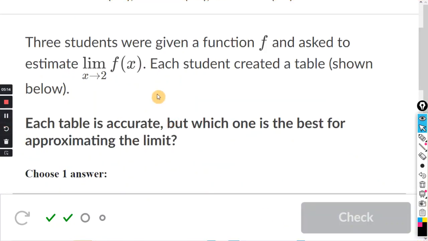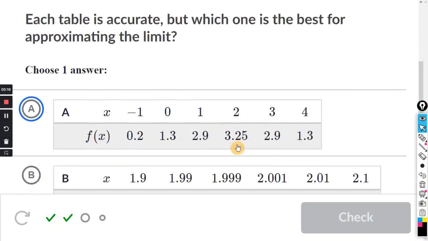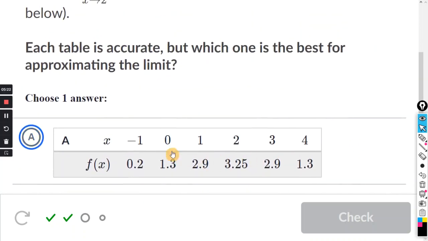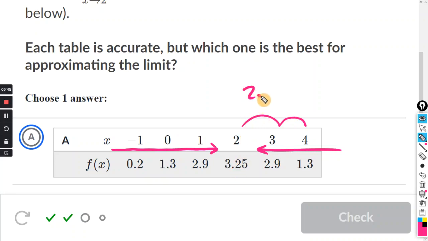These are pretty easy. Here we have x approaches 2, so it has to approach 2 from both sides. Let's take a look. In answer A, the x values here do approach 2. But these increments are too large. They make jumps by one integer each time. You're supposed to do it like 2.1 and then 2.01. So this is okay, but the increments are just too large. They make jumps of 1, and that's no good.